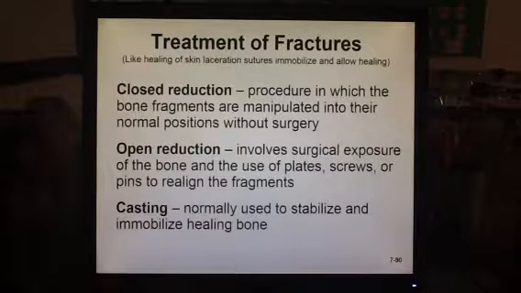So let's talk about open versus closed. Closed reduction is a procedure where the bone fragments are manipulated without surgery. It means it hasn't broken the skin, and those bones can just be moved back to their original spot, and then we're using a cast. But in an open fracture, surgery needs to occur to help put the bones back, possibly using plates, screws, or pins to realign those fragments. Casting is normally used to stabilize and immobilize healing bone.